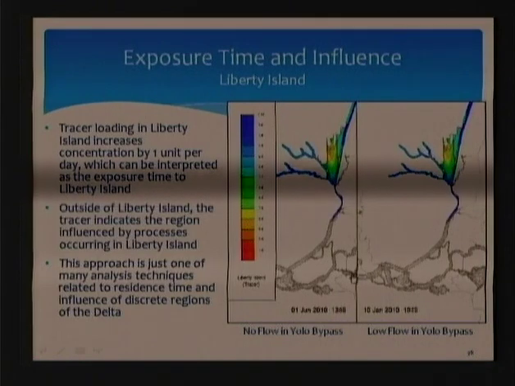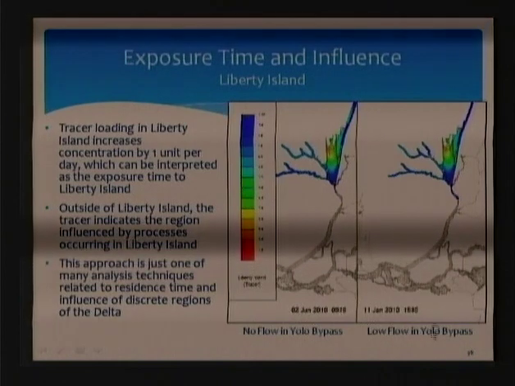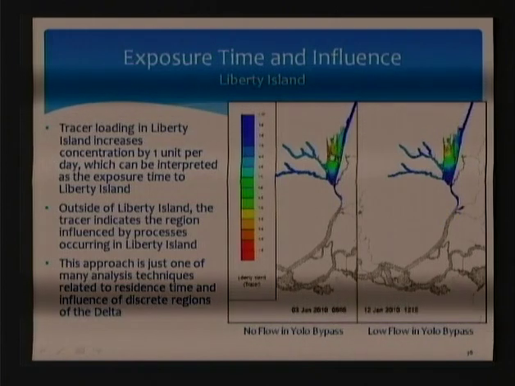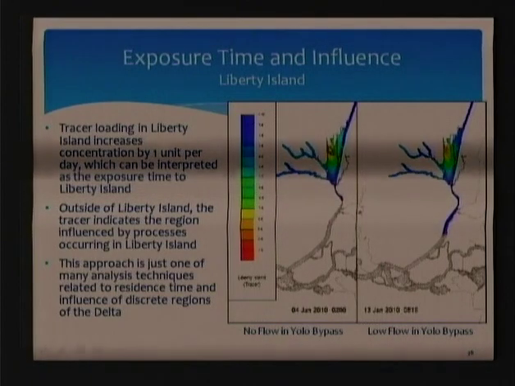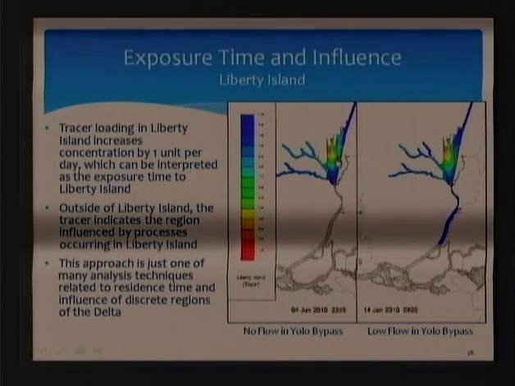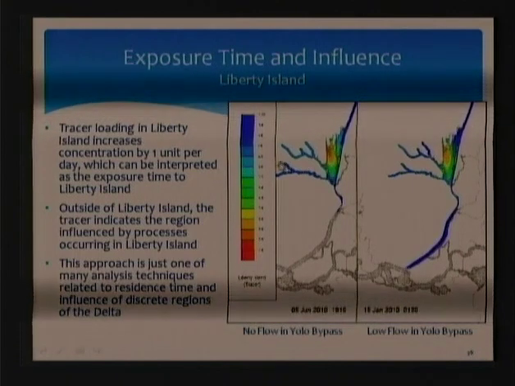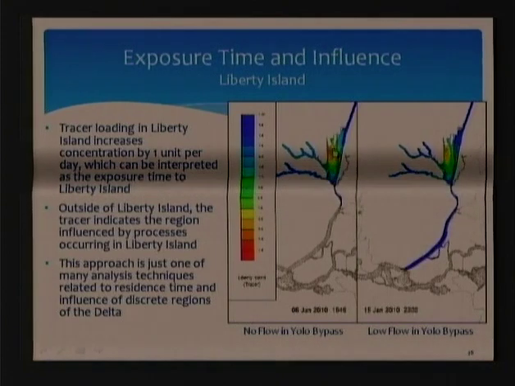You can do a similar sort of thing in a more discrete region. So here's an example in Liberty Island. This is with no flow in the Yolo bypass, and this is with fairly low flow in the Yolo bypass from January 2010. So water that is in Liberty Island ends up in the upper corner being there about 7 days or so under these conditions. And when there's no flow in the Yolo bypass, it stays up there. It's mixing around. It's mixing with water from the Sacramento. There's some water being pulled out to the North Bay Aqueduct. And there's some minor inflows in ag exchange, but by and large it stays there.